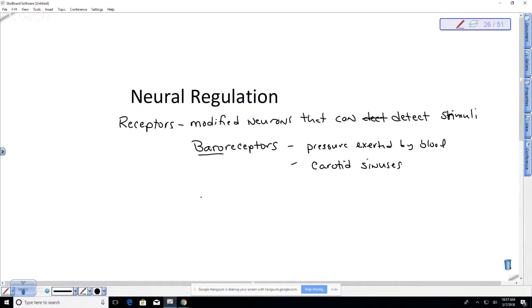We also have chemoreceptors. These detect chemicals, and specifically, we're going to say that these detect pH in this example. These are located near the aorta. Okay, so that's another blood vessel that's leaving the heart. And this relates to the presence of carbon dioxide in the blood.